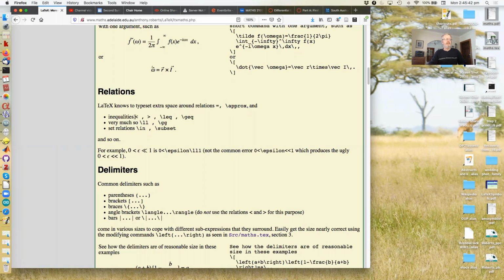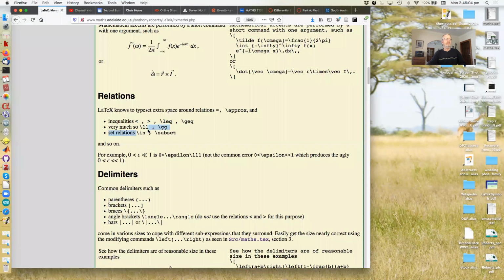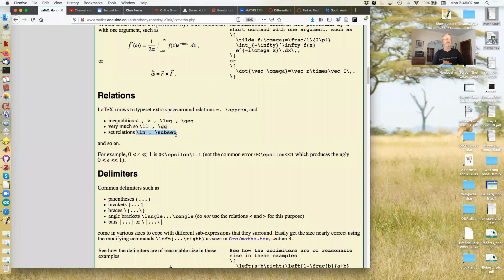The other sort of relations are inequalities: less than, greater than, less than or equal to, greater than or equal to, and the "very much so" relations. So the \ll and \gg give the double less than sign and the double greater than sign. Also there are the set relations, in and subset, and a whole host of other relations.